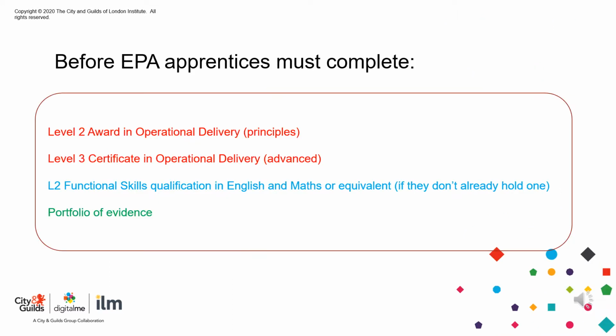Prior to Gateway on the Operational Delivery Officer Standard, apprentices must have achieved the mandatory qualifications. The two mandatory qualifications are the Level 2 Award in Operational Delivery and the Level 3 Certificate in Operational Delivery. Apprentices must have also achieved a Level 2 Functional Skill or equivalent in English and Maths, and naturally, whilst on programme, will have produced a portfolio of evidence.